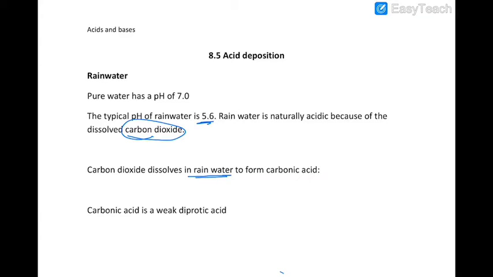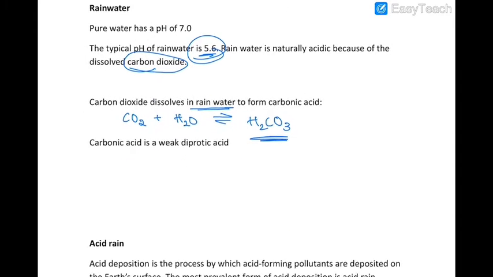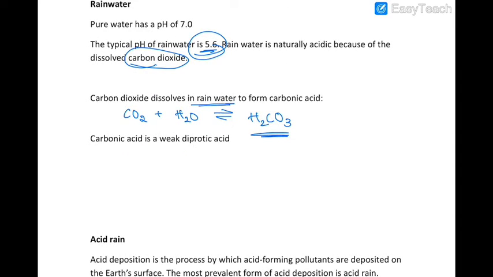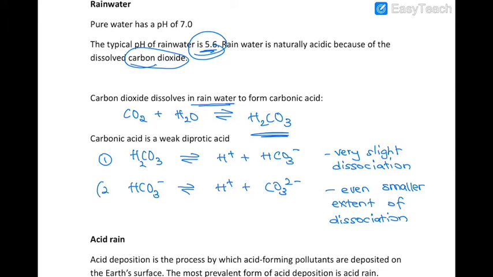Now, for this topic, there are lots of equations that you will need to know. So let's see the dissolving of carbon dioxide in rainwater. It gives you carbonic acid. Carbonic acid is a weak acid and it is a diprotic acid, which means that it can give up 2H+. Because you have a weak acid in rainwater, this is what makes the pH 5.6. The dissociation of carbonic acid, so diprotic, you see it gives up one H+ and the second H+.